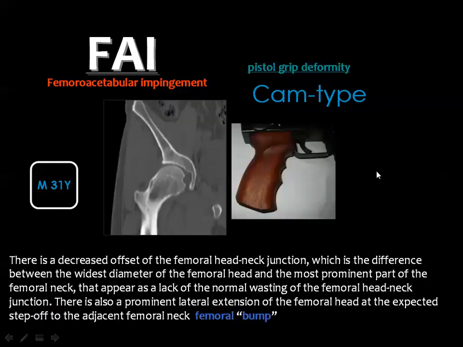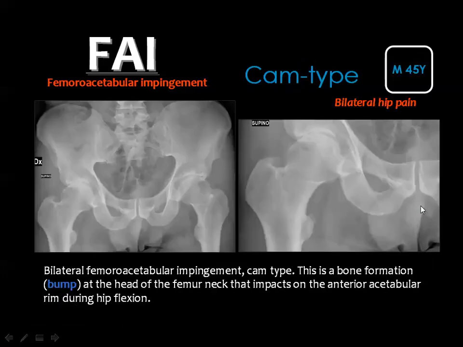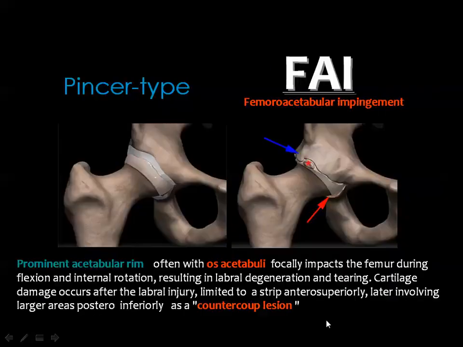This is usually described as the pistol grip deformity of the femoral neck, where you get this bony protrusion in the superior aspect of the femoral neck. And this is also an example of bilateral involvement of the hip joints.